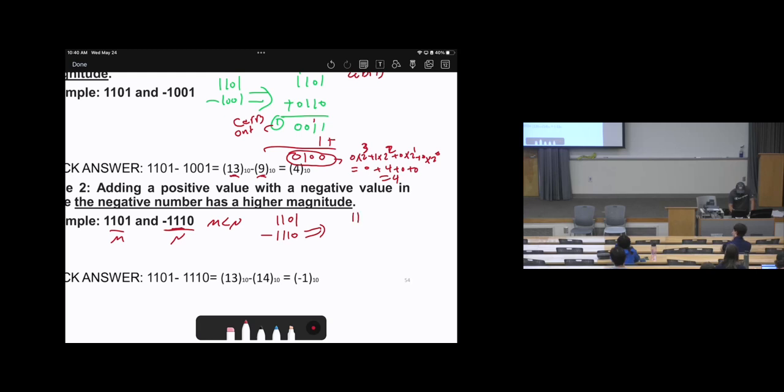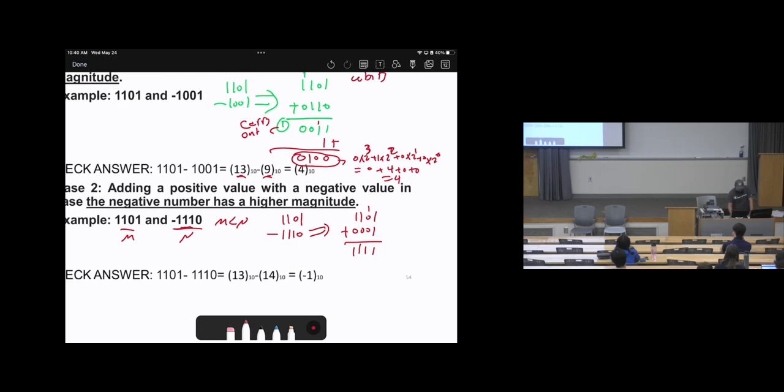So it will be 1101. Do the complement for this part, which will be 0001. Then make the addition. So the answer will be 1 plus 1, 10, 1 carry out 1. So 1 plus 0, 1, 1, 1. So by looking at this answer, let me double check. Yes, 1, 1, 1, 1.